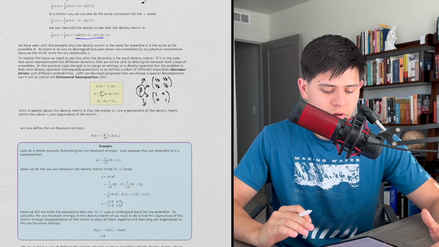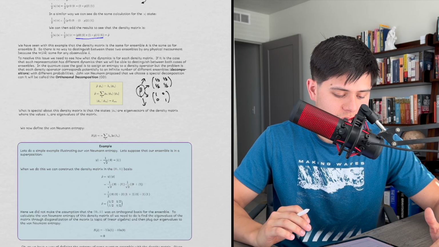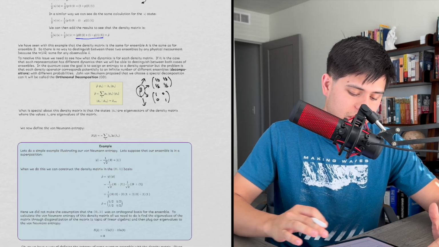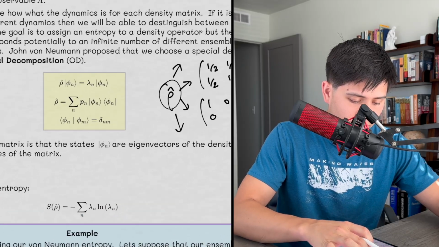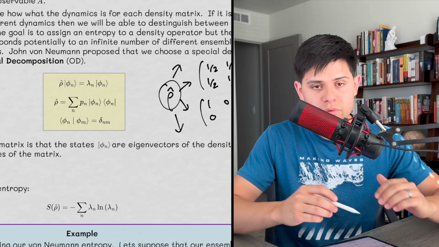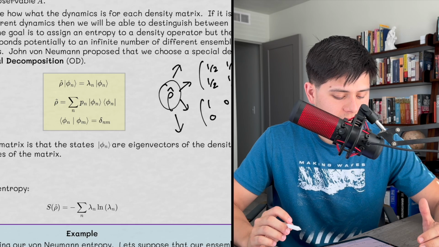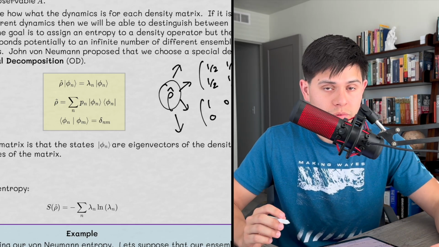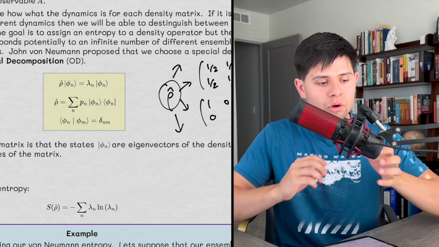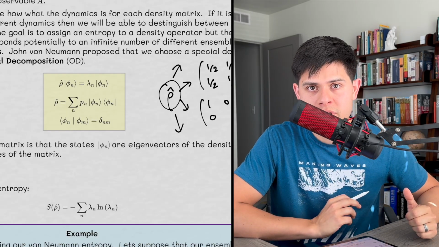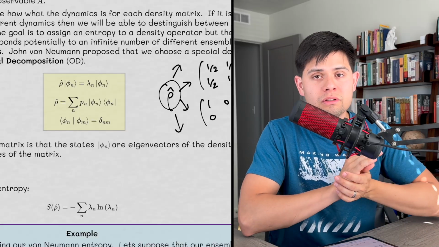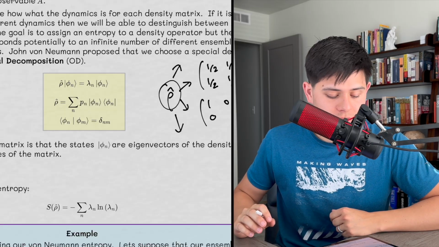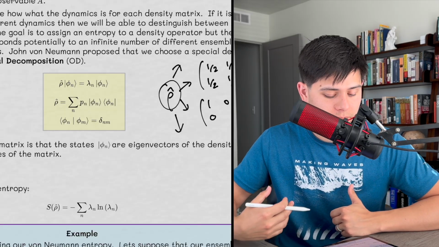So John von Neumann proposed that we choose a special decomposition, and we'll call it the orthonormal decomposition, or the OD. Okay, so what is the OD? Well, here it is. This is the prescription that we're going to use to understand how we can make sense of the density matrix, or the orthonormal decomposition of the density matrix. This is one specific decomposition of the matrix, and that specific decomposition is what we're going to use to define the von Neumann entropy of our system, or the entropy of our quantum system.